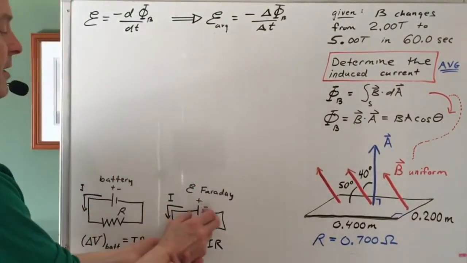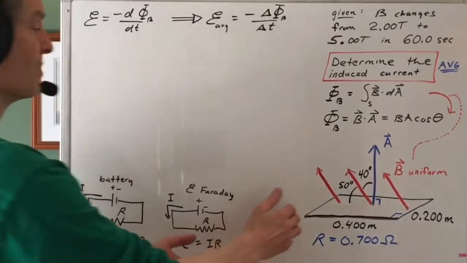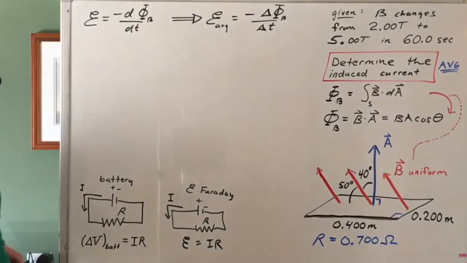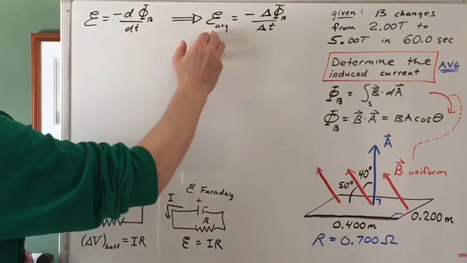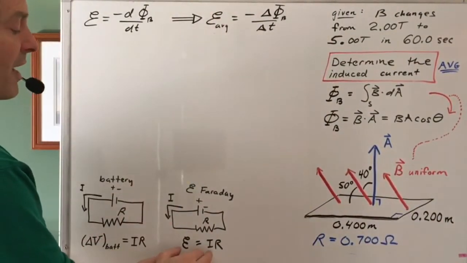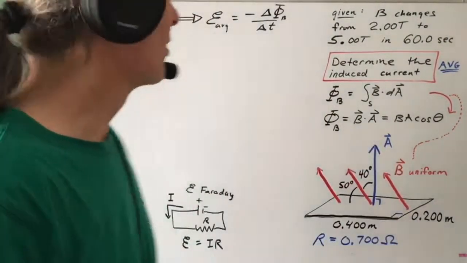Instead of a battery, we have a Faraday's law voltage, and then we have a single resistance spread throughout the wire. All right, so in our calculation, we can replace the average induced EMF, the average induced voltage, with the product of the average induced current and the resistance. All right, so with all of that, we can get started on the problem.